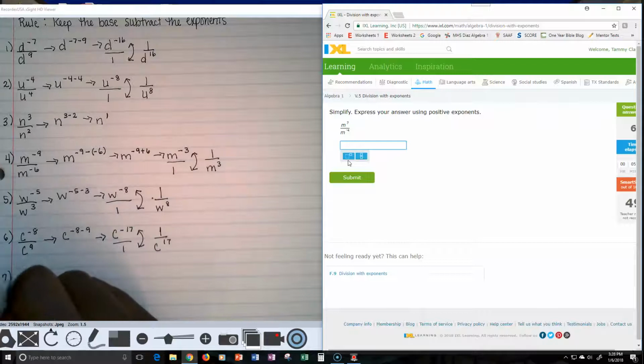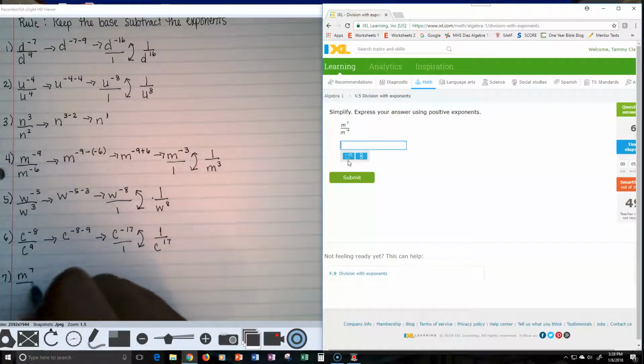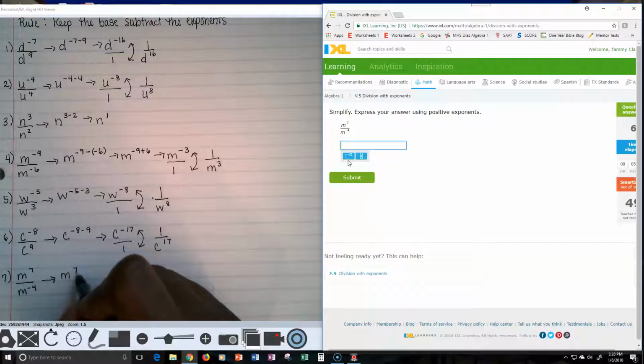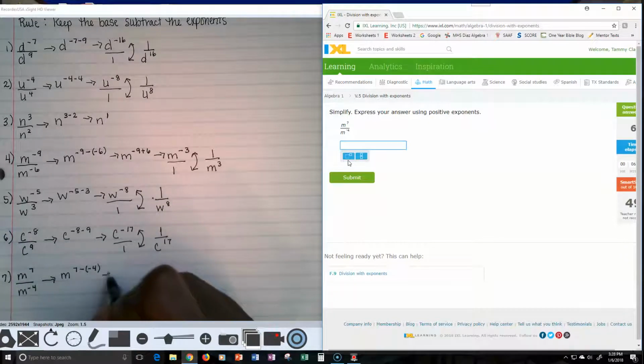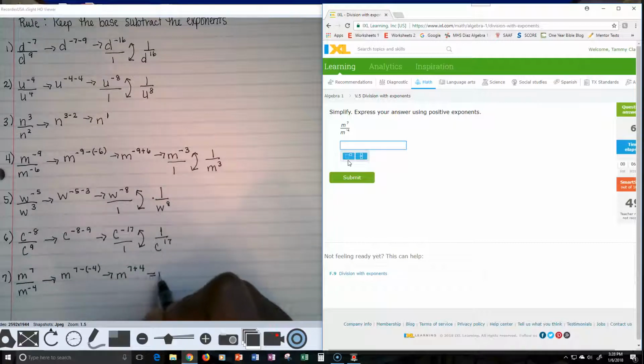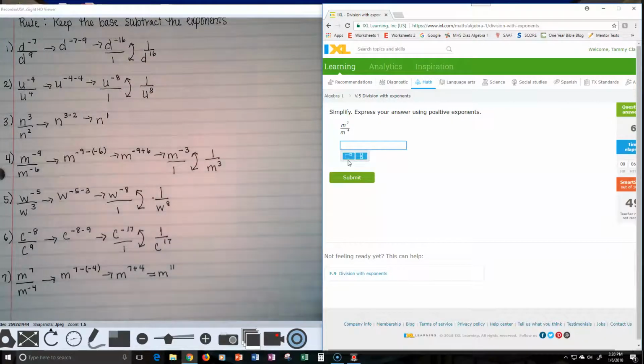Number 7, we've got m to the 7th power divided by m to the negative 4th. Keep the base, which is m. Subtract the exponent, so I'm going to subtract negative 4. That changes to m to the 7th power plus 4, which gives me m to the 11th power.